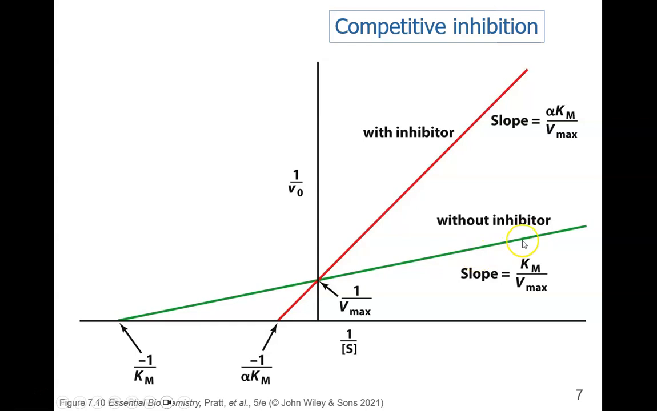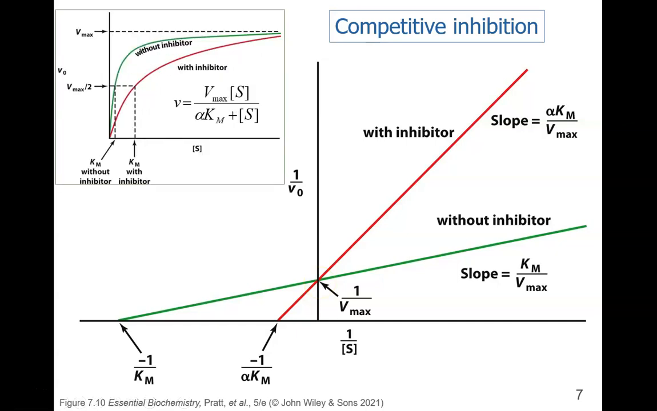So what happens to your Lineweaver-Burk plot is you get something that looks like this. If the green line right here is without the inhibitor, with the inhibitor, you get this red line. And the Vmax stays the same. And that's because, if I look at the Michaelis-Menten curve, at high substrate concentration, the substrate will win the competition, even in the presence of the inhibitor. So if you have the substrate concentration high enough, you can actually get to Vmax. So that's why the y-intercept doesn't change, because you can get to Vmax if you have high enough substrate concentration.